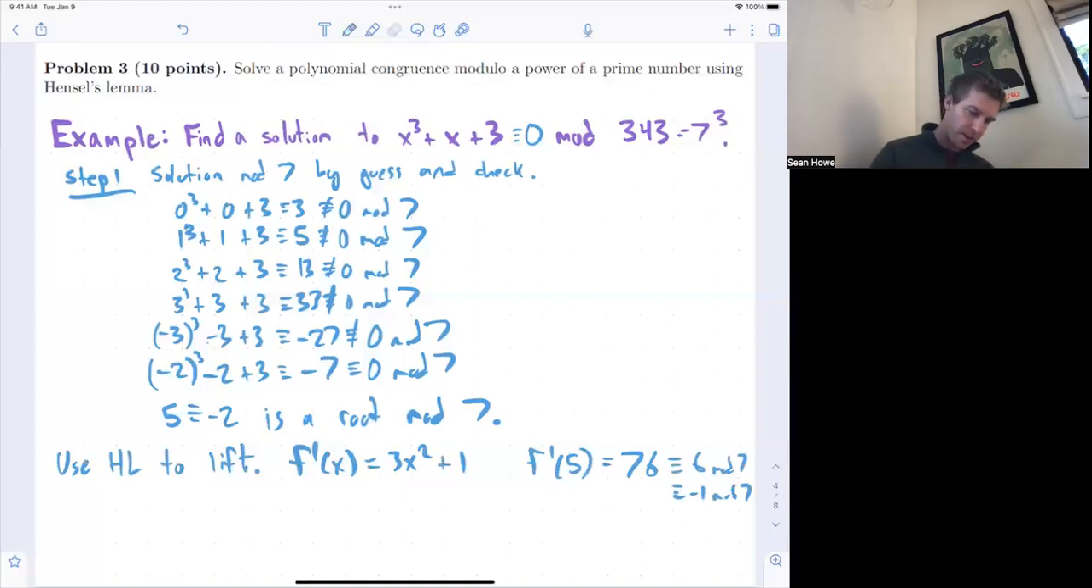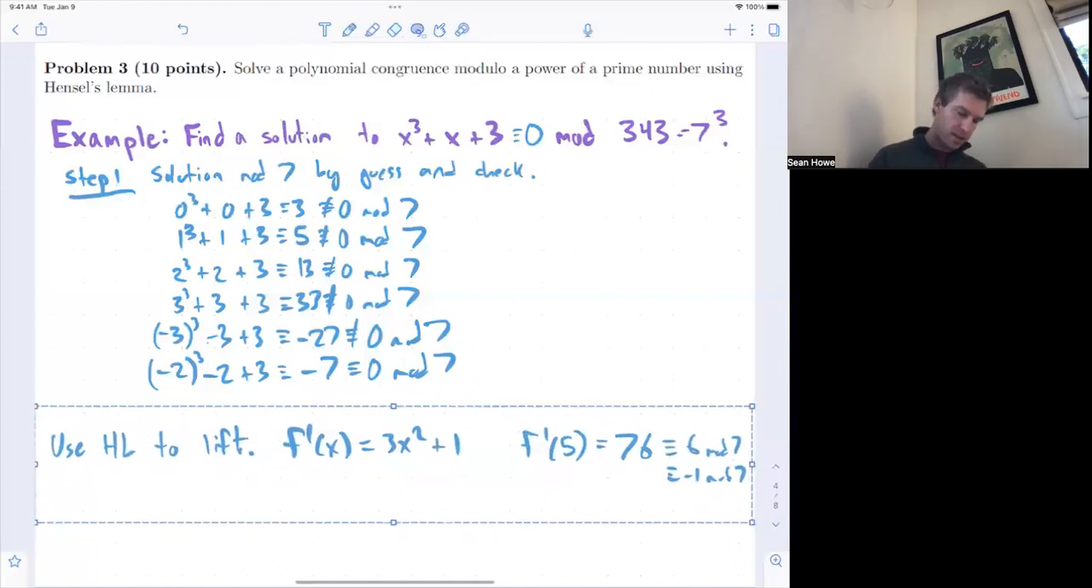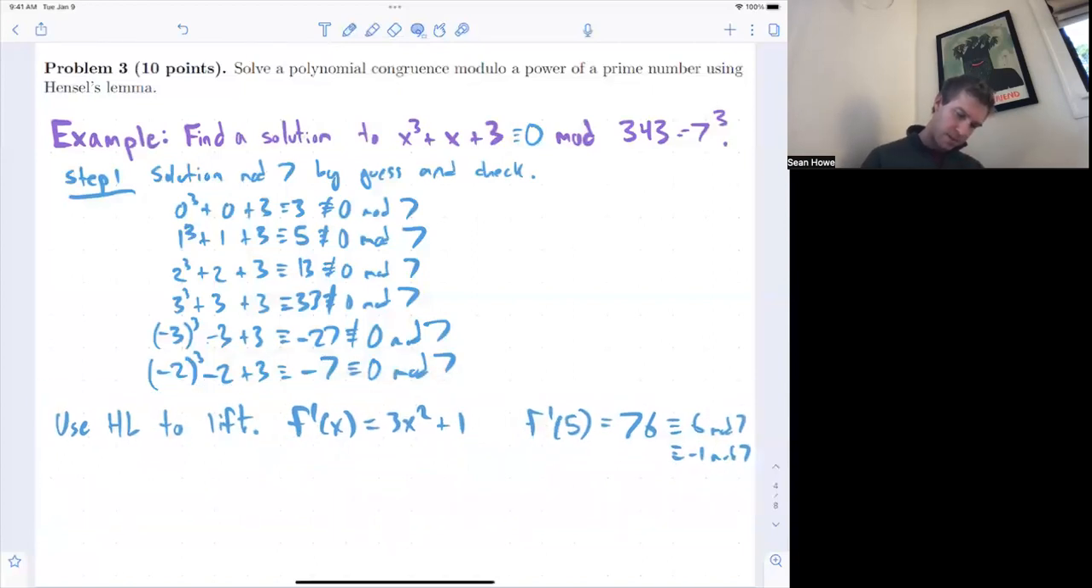In fact, sorry, I started doing this. Maybe I will leave it as minus 2 actually instead of 5. You could do this with 5 too, but you're going to get bigger numbers. So let me start with minus 2 as my initial value. If I do f prime of minus 2, I'm going to get the same thing mod 7, but let me write out the actual computation. So f prime of minus 2 is 3 times 4 plus 1, so I get 13, which is congruent to 1 mod 7.